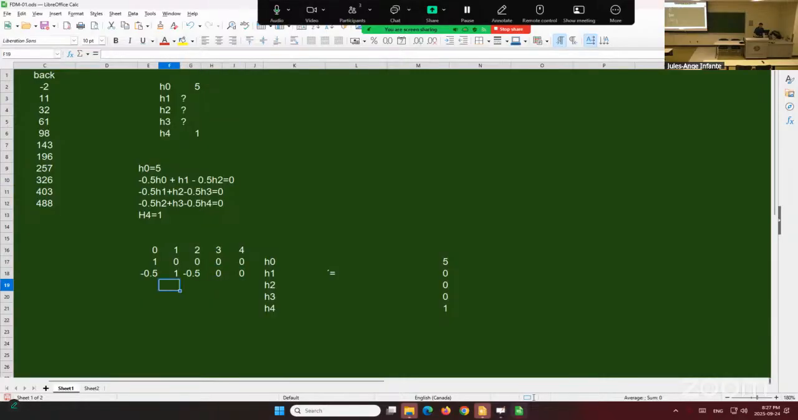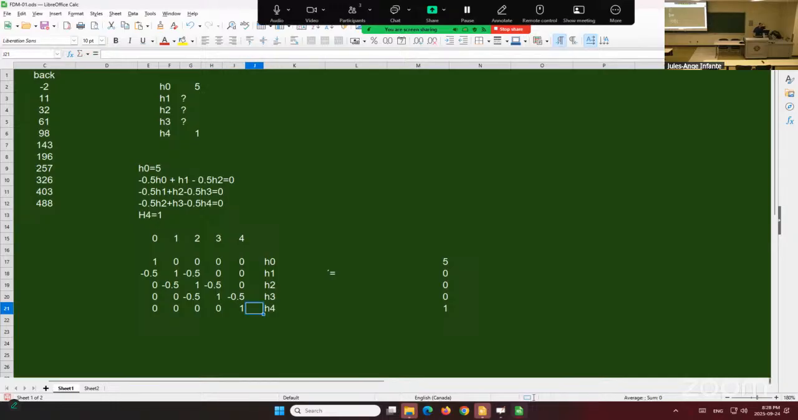Then we have 0. This is not part of the matrix, so let's keep it above. We have 0 minus 0.5, 1 minus 0.5, 1. Sorry, 0. Why did I say 1? 0, 0 minus 0.5, 1 minus 0.5, 0, 0, 0, 0, 1.